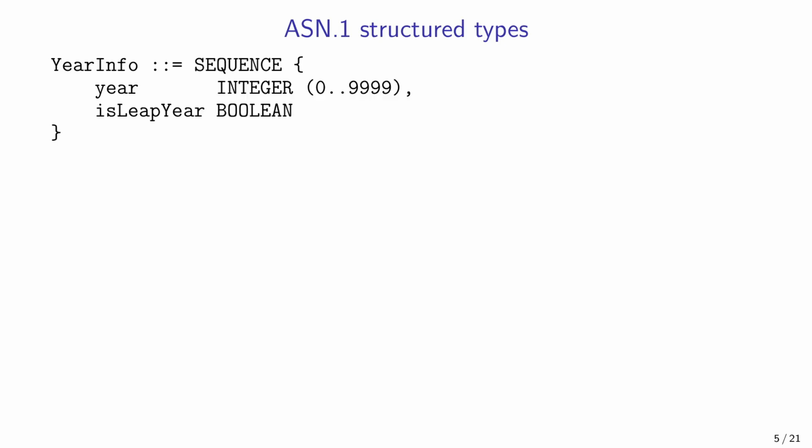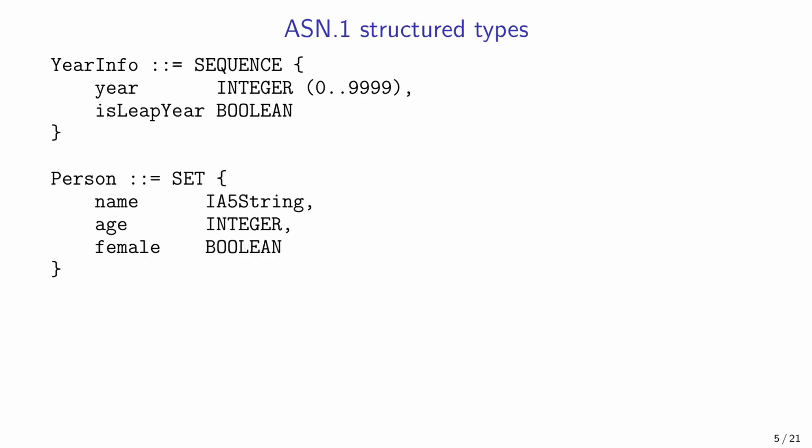Then there are also a few built-in structured data types, which can be used to construct more complex data structures. For example, sequence data type that can contain several other values of different data types, as we see here. Then there is data type set. The set is very similar to sequence. The only difference is that sequence is ordered, while set can have these values encoded in any order.